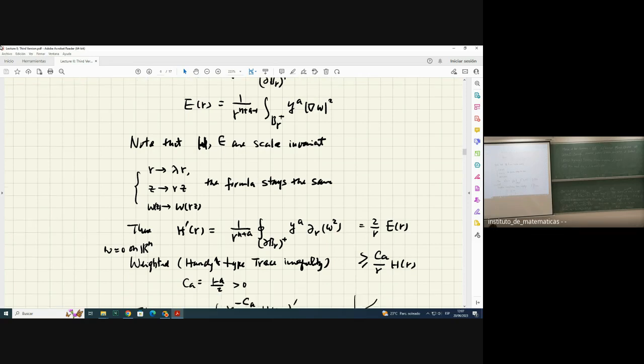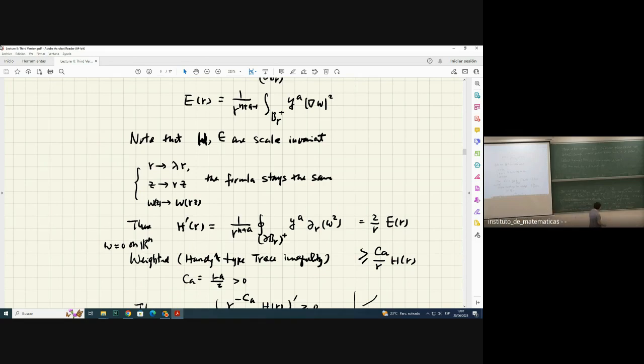And the key point is this is equal to 2 over R dr. This strategy has been used a lot in the study of harmonic functions, the zeros of harmonic functions, and so on. Okay, so this h prime of R is 2 over R of E of R. And then one gets an inequality. If one looks at this E of R, which is equal to the integral of A gradient W squared, and remember W on the boundary is 0, then using this property, one can compute using Hardy's inequality.